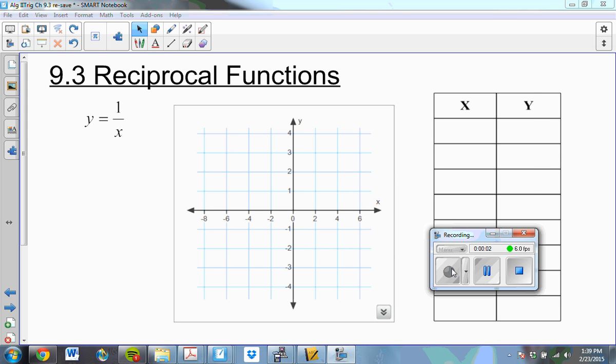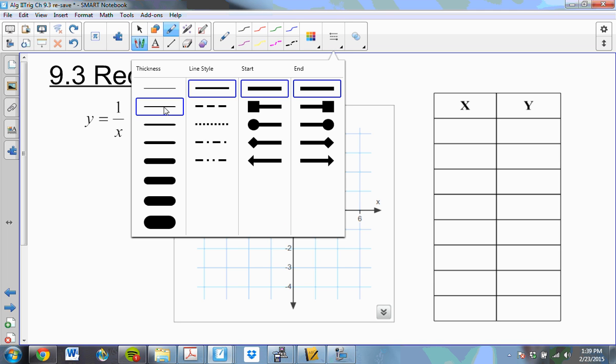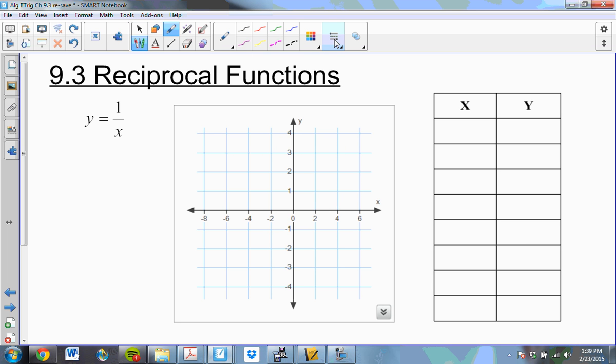Okay, big day today. 9.3 is reciprocal functions. This is a function that has an x on the bottom of it. Now, this is not a polynomial because the x isn't a whole power. It isn't a variable as a whole power. You can write it as x to the negative 1. And you can think of it that way because you're literally doing reciprocals. But you're not going to see it that way ever. It's going to be written like this, y equals 1 over x, something of that form.